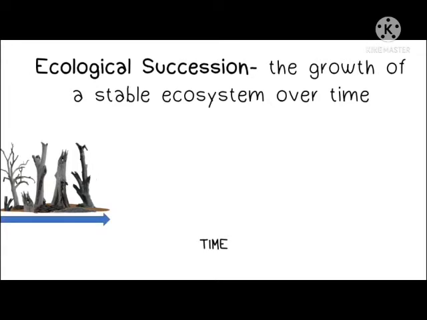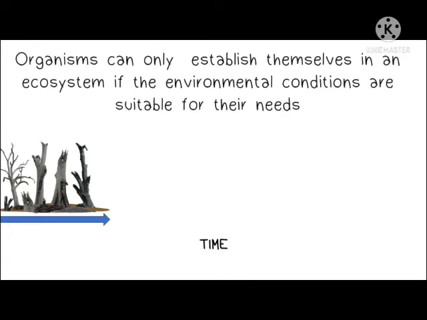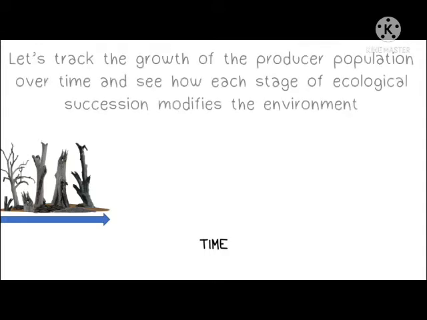Ecological succession is the growth of a stable ecosystem over time. An ecosystem can rebuild after a disturbance by the process of ecological succession. Organisms can only establish themselves in an ecosystem if the environmental conditions are suitable for their needs. Let's track the growth of the producer population over time and see how each stage of ecological succession modifies the environment.